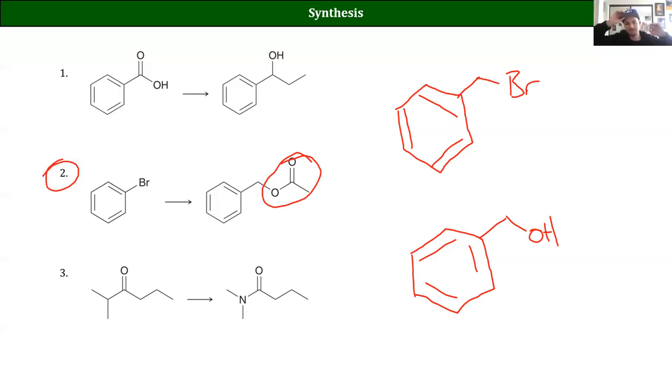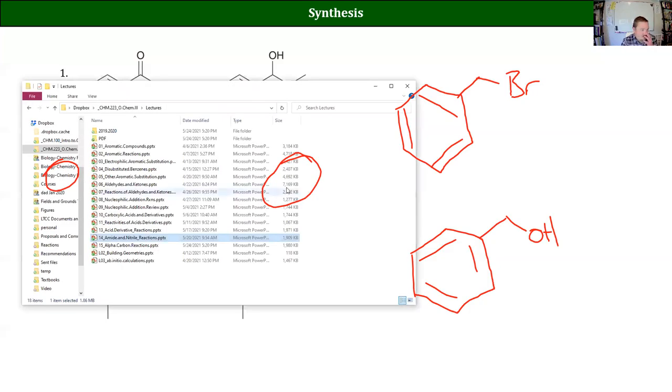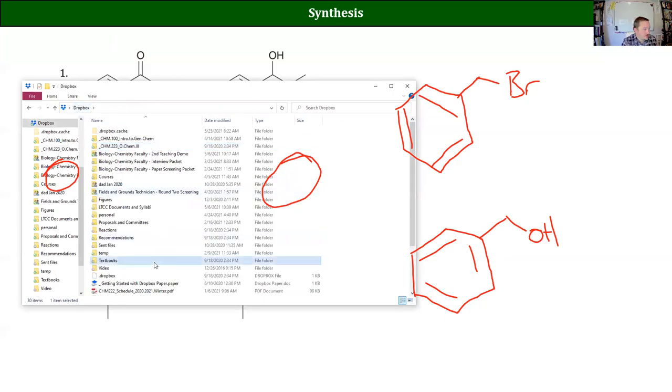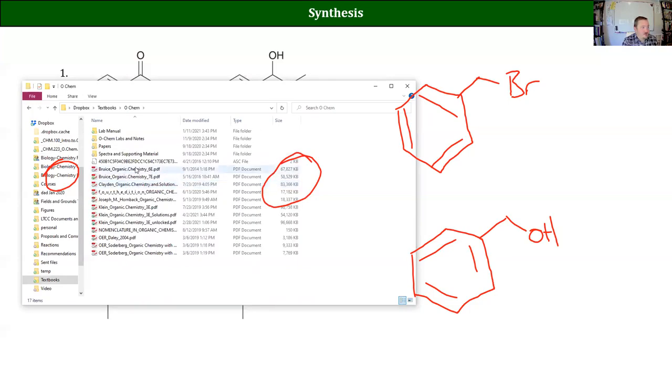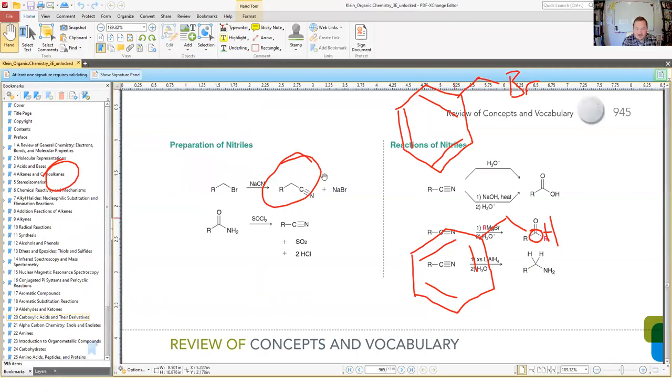Could you just use like a methoxide or something to try to replace the bromine? So if we did, going back to the textbook at this point, if we did something that was like an aromatic substitution, it would have to be a nucleophilic aromatic substitution, which is a little bit tricky. Yeah, and we kind of left it with a couple of okay options.